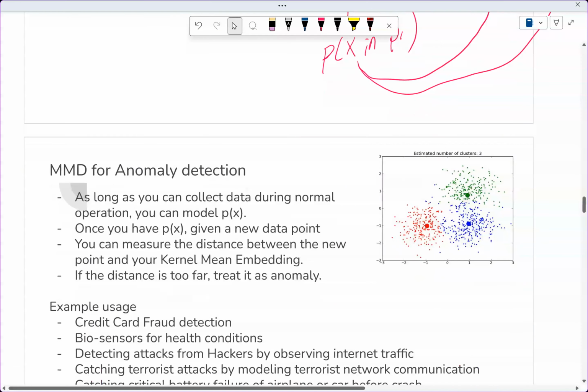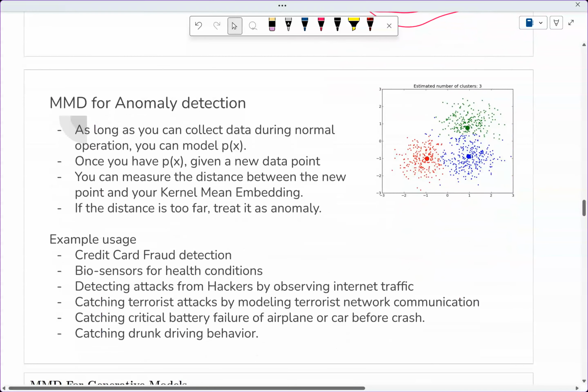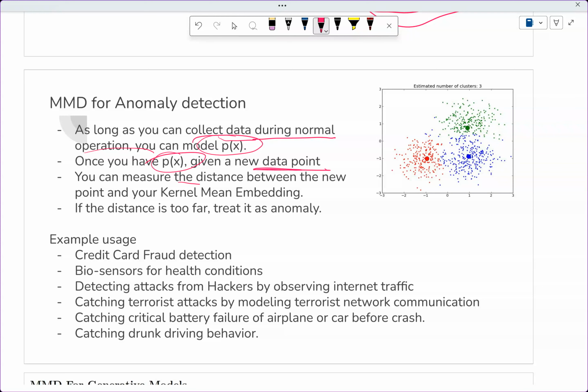Now let's continue. Anomaly detection. For this particular example, as long as you can collect the data during normal operations, you can model the P of X. Once you have P of X, given new data, you can measure the distance between the new point and your embedding, the center point. If the distance is too far, then you treat it as an anomaly. So I think I gave you guys an example where, for kids with autism, there are people doing research to put wristbands that measure their biosensor data, and the goal is to detect anomalies.